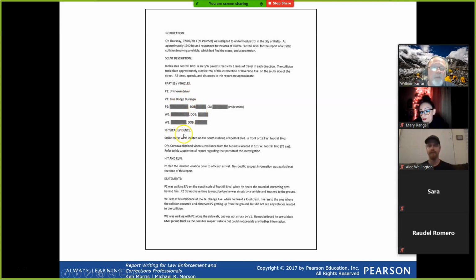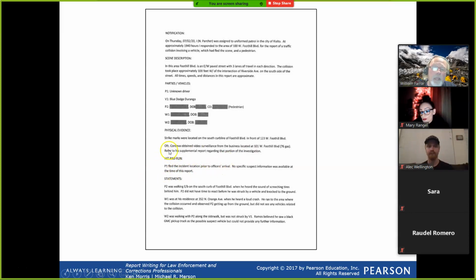They found some evidence. So there were some skid marks. They also got some surveillance video. So that's actually good. So the officer looked for video. That's great because almost everybody has video. So sometimes you can catch that.